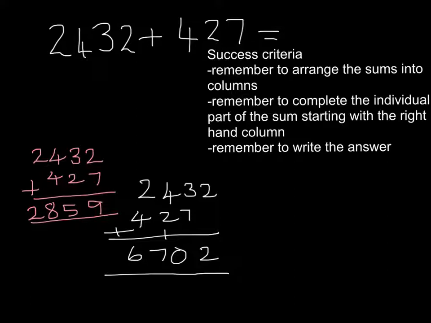Let's look at the pink example. Using our success criteria, we need to look to see if we arranged in the correct columns. We have 2 units and 7 units, making 9 units. We have 3 tens and 2 tens, making 5 tens. We have 400s and 400s, making 800s. And 2,000s and no thousands, making 2,000s. This is the correct answer. Finally, we need to write our correct answer, which is 2,859.